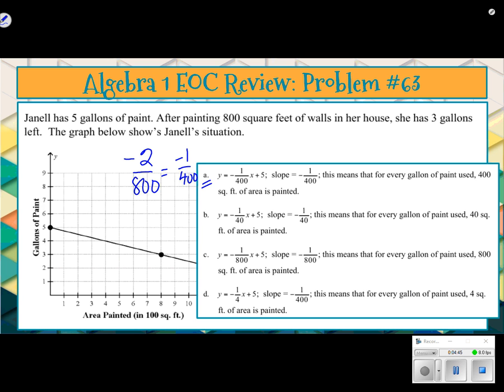A is looking good because it's got that -1 over 400, but D also has that. It does have a slope of -1/4 plus 5. I don't know why that would be -1/4 x plus 5. The slope interpretation says this means that for every gallon of paint used, 4 square feet of area is painted. No. So let's look at A. I like it because it has the same slopes here. This means that for every gallon of paint used, 400 square feet of area is painted. Yeah, A is going to be the best option there. So focusing in on the slope helped us narrow it down.